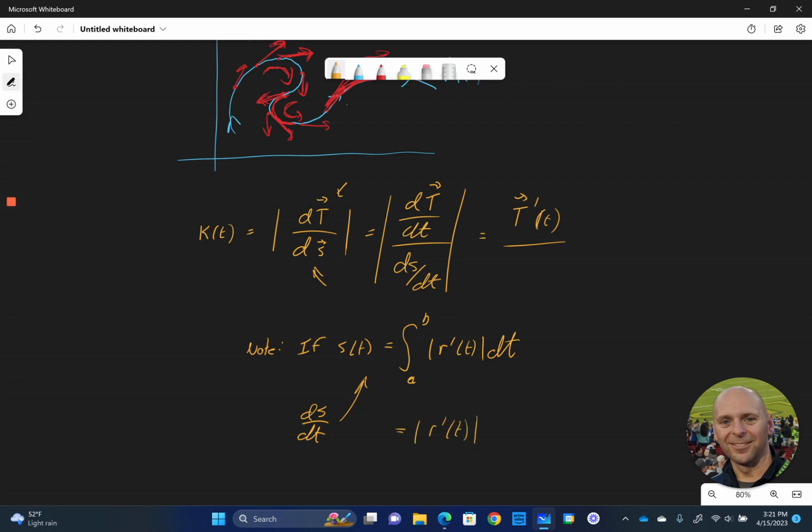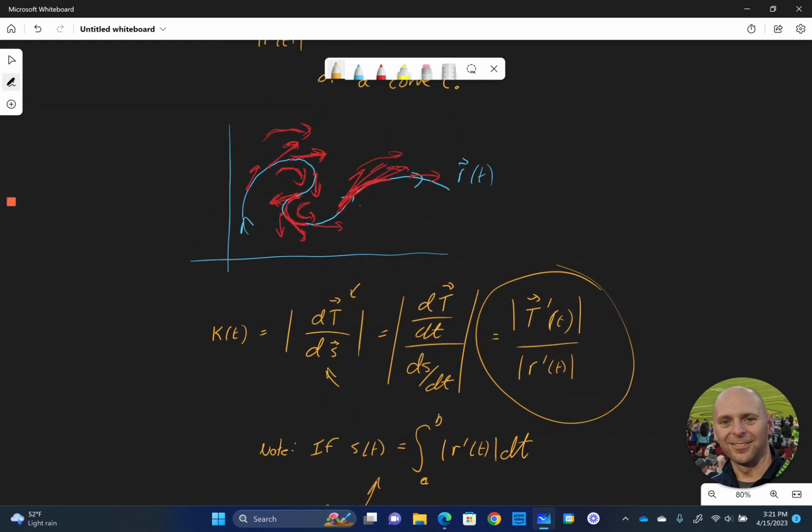So now we've got a replacement for our denominator, which is the magnitude of r prime of t, and I should have magnitude in the numerator here as well. So this is how we typically remember our formula for arc length. Again, the motivation here is that we wanted the rate of change, how quickly these vectors are changing direction relative to some arc length that we've gone through.